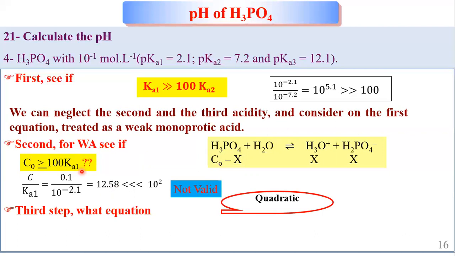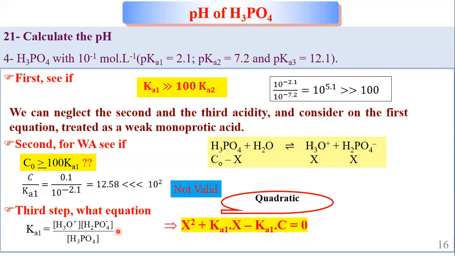Just go ahead, use the quadratic at this point. If C0 is not greater than 100 Ka, just go ahead and use the quadratic. There it is. That's the quadratic equation. Oopsie, I forgot. Where did that come from? Well, I memorized it. What if I forget? Well, it comes from the Ka expression. And what is the Ka expression? It's from this equation. You could write down the equation and say this is H3O plus times H2PO4 minus divided by H3PO4, or simply X squared divided by C0 minus X, expand everything, and you get this equation. And like I said, if you really want to be fast, just memorize the quadratic.